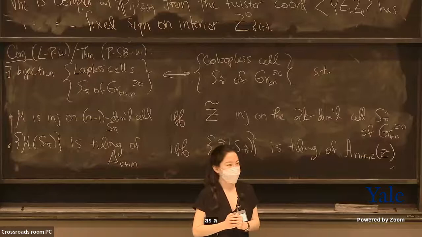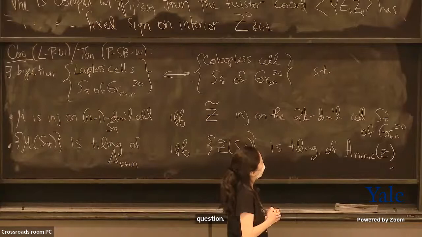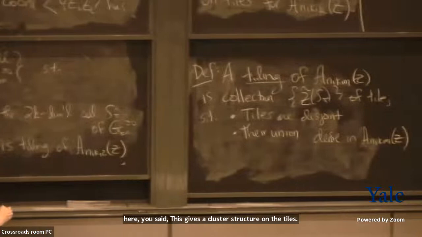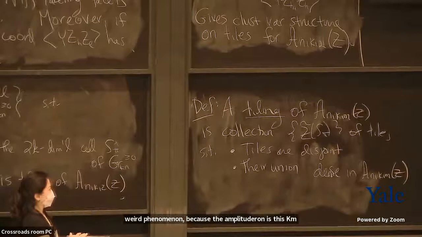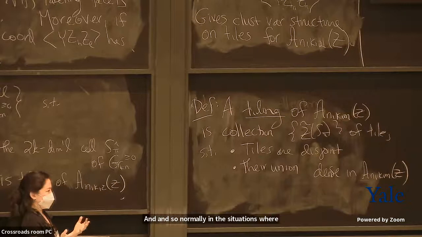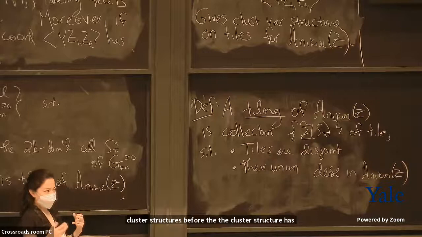Okay, I have one quick question. Here you said this gives a cluster structure on the tiles. What does that mean? It doesn't mean the coordinate ring is a cluster algebra. Yeah, that's a great question. It's a weird phenomenon because the amplituhedron is this km dimensional object, and normally in the situations where I've seen cluster structures before, the cluster structure has to do with the totally positive part of the variety, which is one big top dimensional piece.